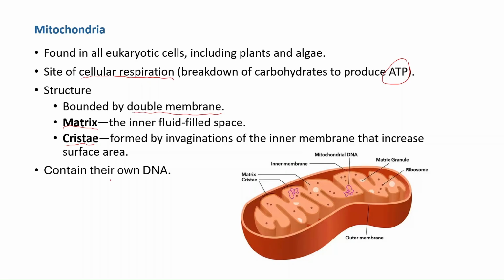And something interesting, they contain their own DNA. It's going to be very similar to bacterial DNA. It's going to be circular too. And when we talk about evolution, you see that some people believe that mitochondria were actually bacteria that were swallowed by another cell, and it was useful for it to stay there. My question is always, how did the cell live before forming the first mitochondria, which of course there's no answer for.